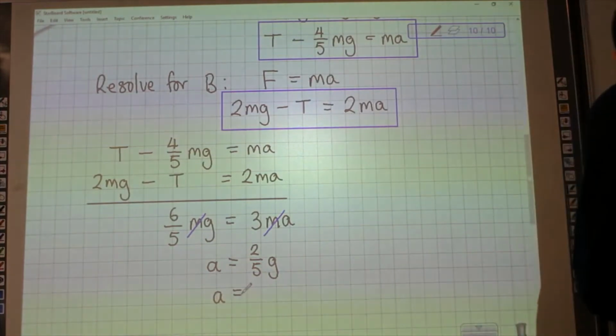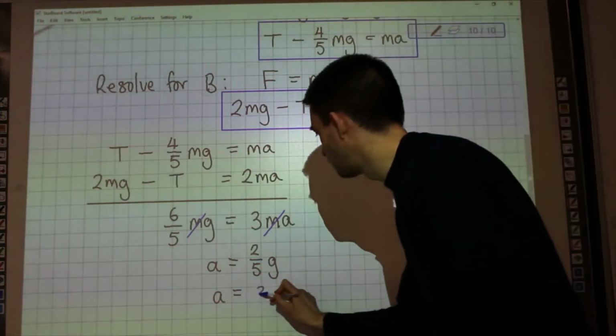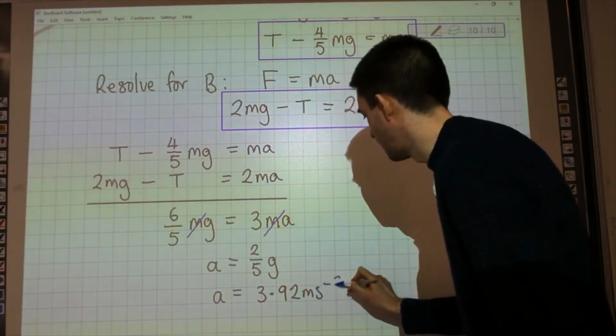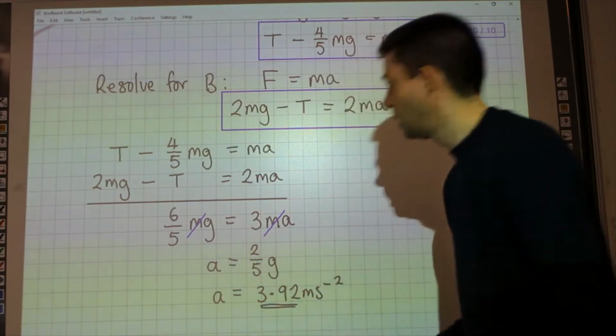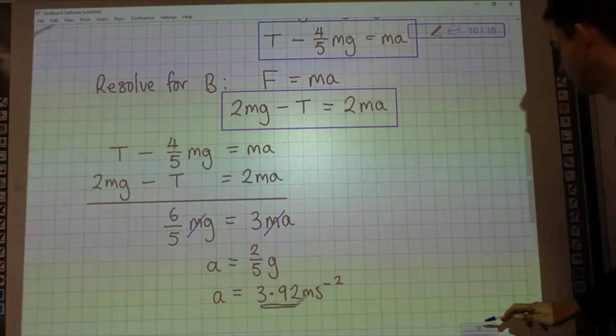and working out 2/5 of 9.8 is 3.92 ms to negative 2, and that is the solution to part A.